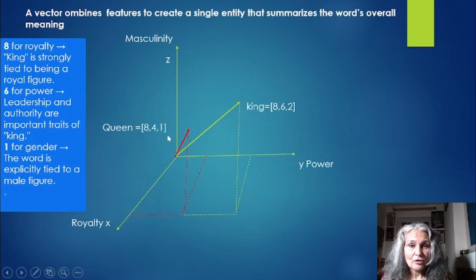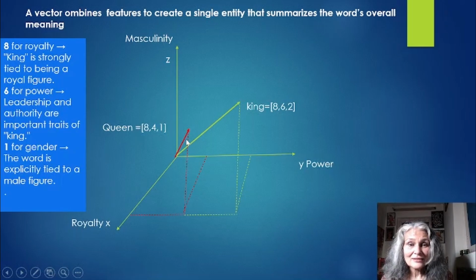Now let's take the case of the queen vector. Now the queen also does very well on royalty, that is 8. However, much less well, maybe due to patriarchy or gender relations, on power. So queen only has 4 on power. And lastly, in terms of gender, it is 1. So therefore, the queen vector is a slightly shorter vector, but broadly, as you can see, both king and queen are pointing in roughly the same direction.